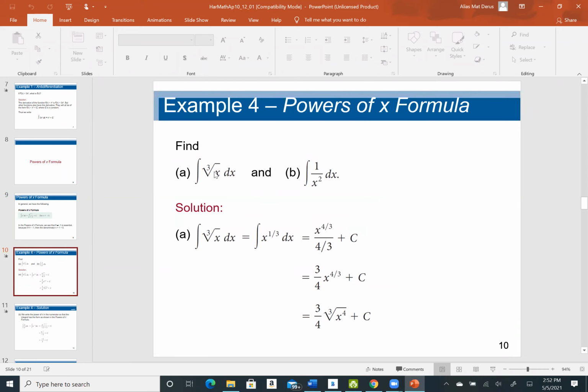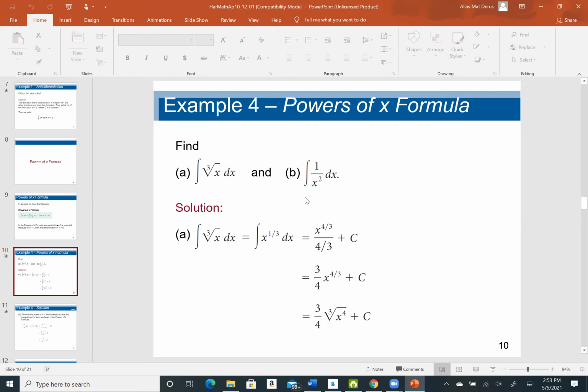All right. Now example part A. Okay. Cube root of x. So cube root of x is equal to what? X to the power of 1/3. So x to the power 1/3, what you do, you increase the power by 1, so 1/3 plus 1 will be equal to 4/3. So now you have x to the power of 4/3. You divide by the new power, which is 4/3, plus the constant c. And of course, you can readjust the 4/3, that becomes 3/4, because you divide by 4/3. So that becomes multiplication by 3/4.